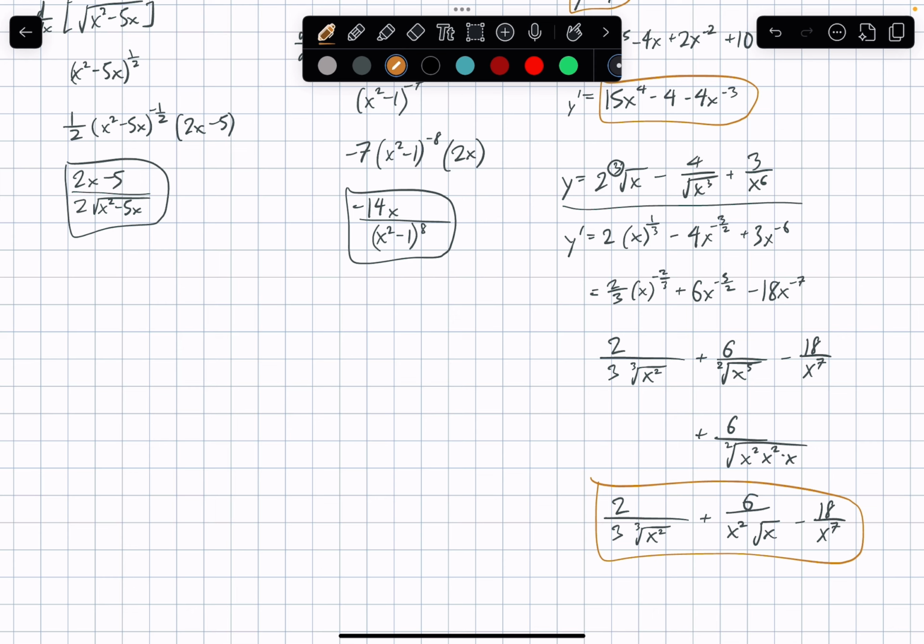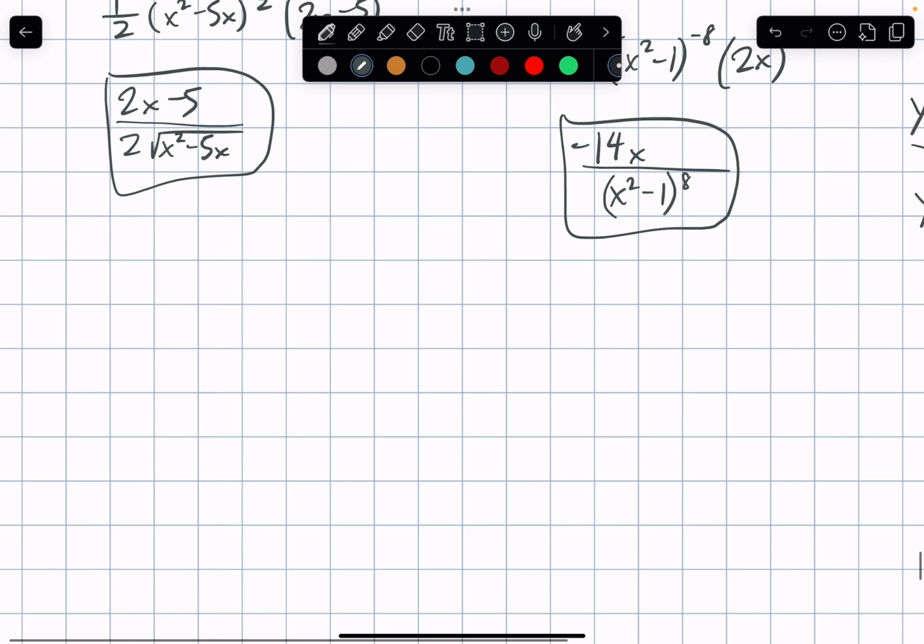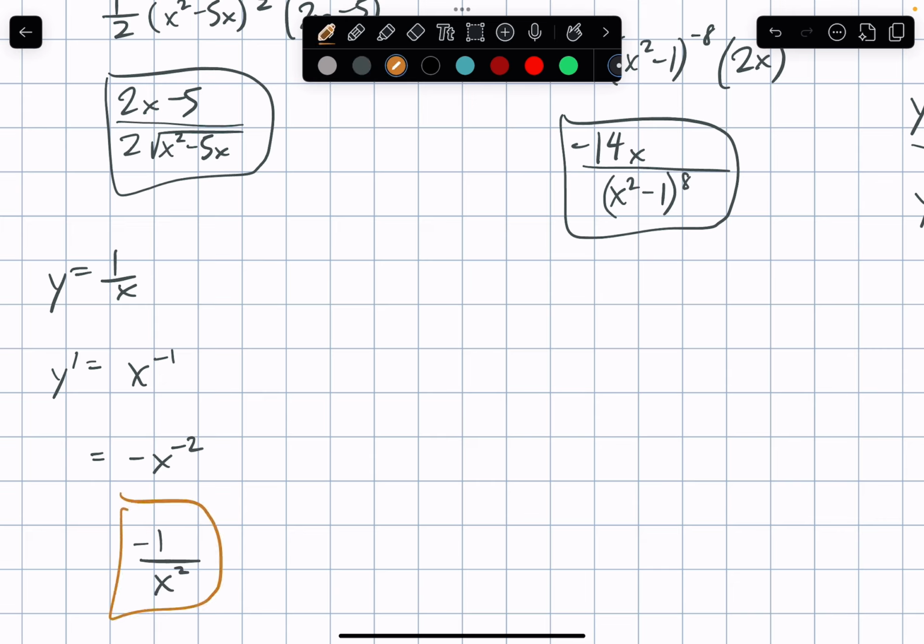Okay. Next, y is equal to 1 over x. Okay. Reciprocate, and then power rule, negative x raised to negative 2, or negative 1 over x squared. That's the answer.